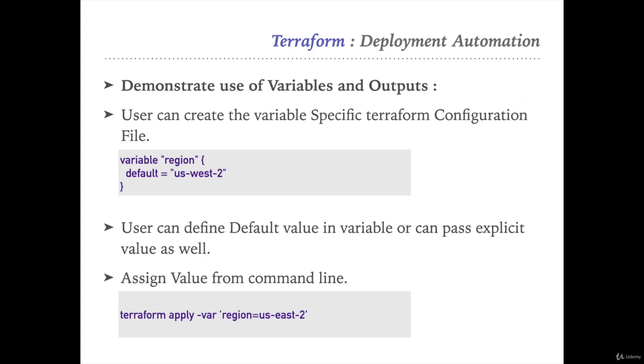Suppose I have defined the region variable as shown here, and the default value is us-west-2. If I directly execute terraform apply, it will deploy the resources in us-west-2, because I'm defining the region as us-west-2. But if I explicitly pass the variable region with the value us-east-2 in my command, the variable value will be overridden by the value I'm passing in the command, right? It will not consider the default and will take the variable value which I'm defining in the command.